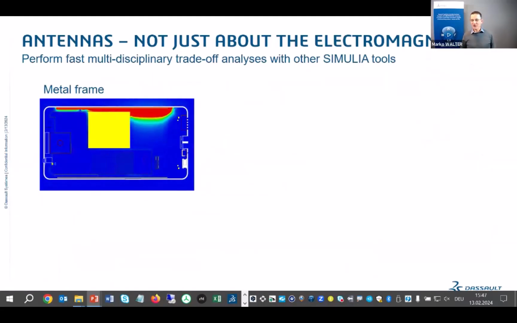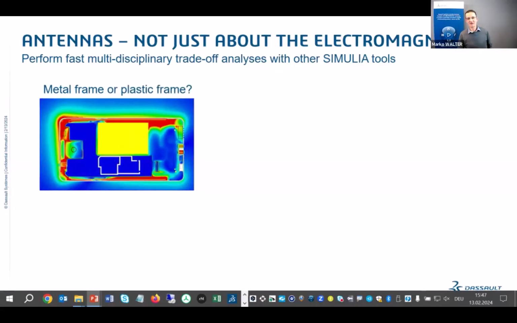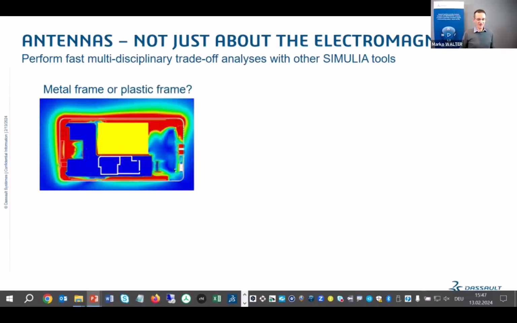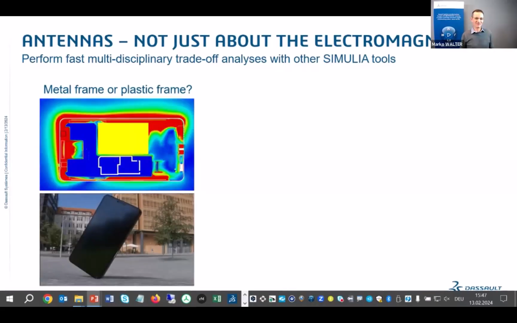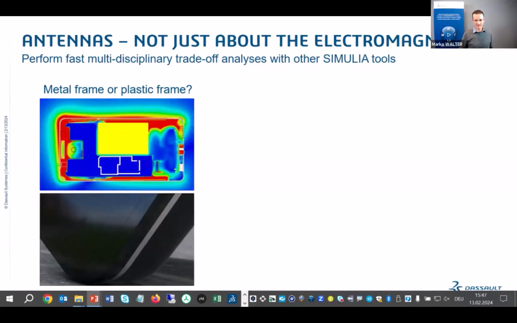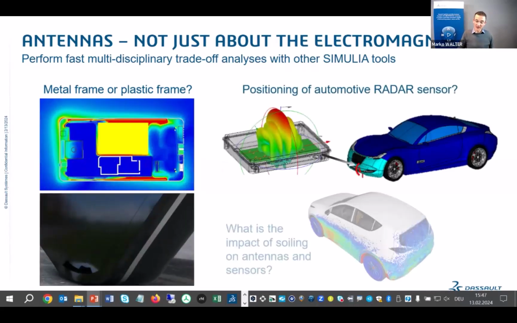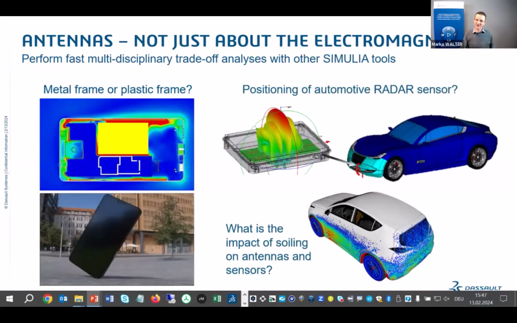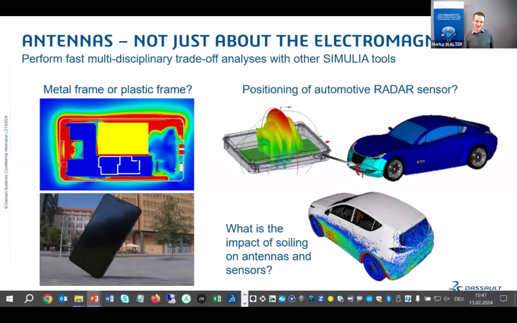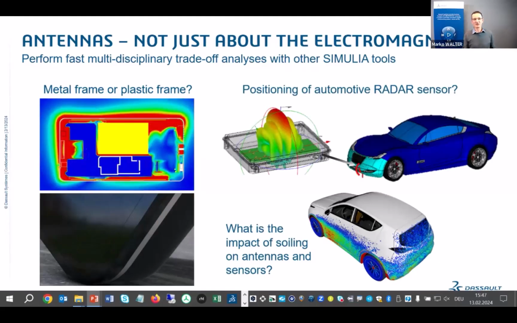Finally, antennas are not just about the electromagnetics, and it's not something that we're talking about too much today. We're focusing really on electromagnetics today, but we potentially have to decide, if I drop my phone, is a metal frame or a plastic frame going to be better to make sure it doesn't break? And how does that affect my antenna design? If I place an antenna in the car, in the automotive case, if I position that in a certain place in the bumper, what's going to be the impact when I drive through the rain or through the mud? Is that area going to get covered by mud and prevent the operation of the antenna?